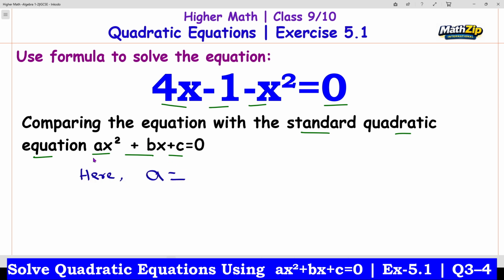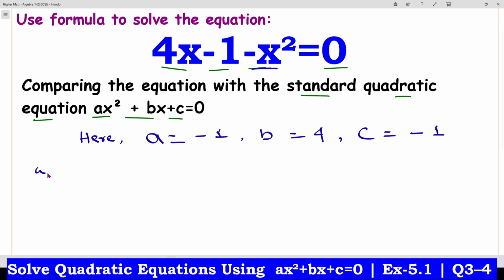a equals, a is the coefficient of x square, it means minus 1. b equals the coefficient of x, which is 4. And c is a constant. We can write this one is a, what? Minus 1.